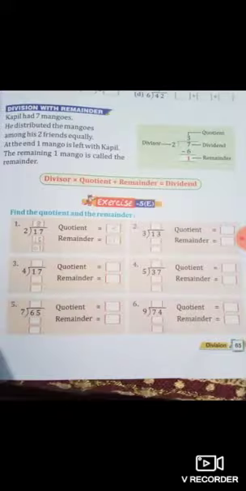Now we move on to the next exercise. Exercise 5E. Find the quotient and the remainder. We have to divide 17 by 2. We know that very well, 2 eights are 16. So we will write 8 in the ones place of the quotient, and we will write 16 below the 17. Now we will subtract 16 from 17, then we will get 1 as remainder. So we will write remainder equal to 1 and quotient equal to 8.